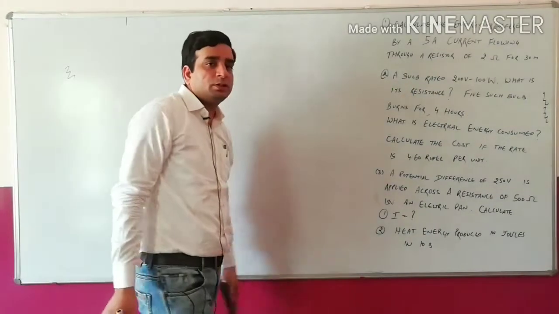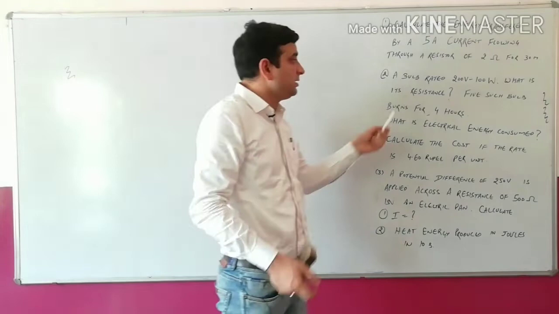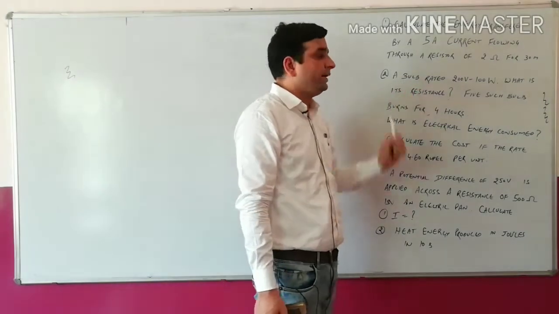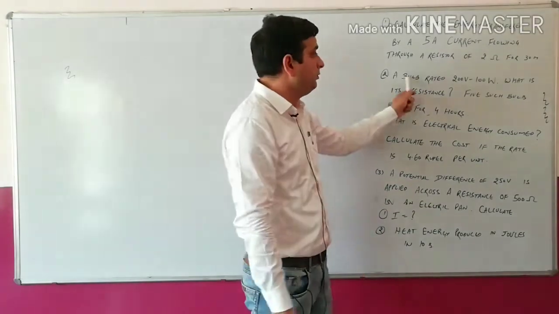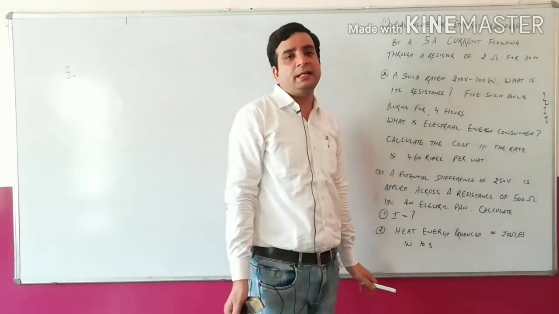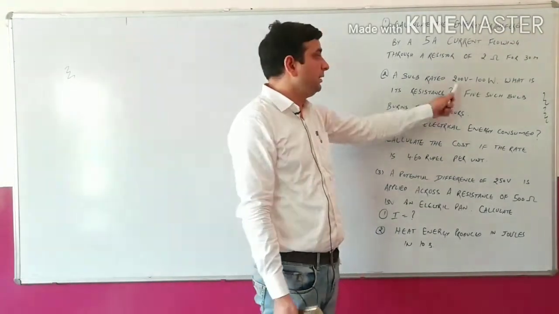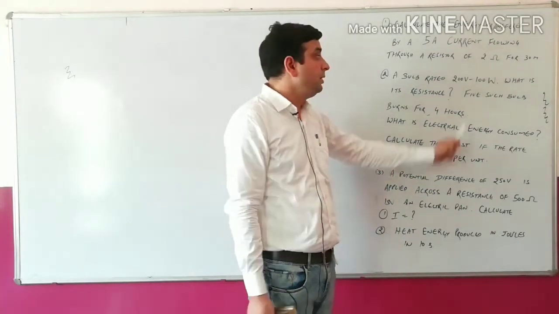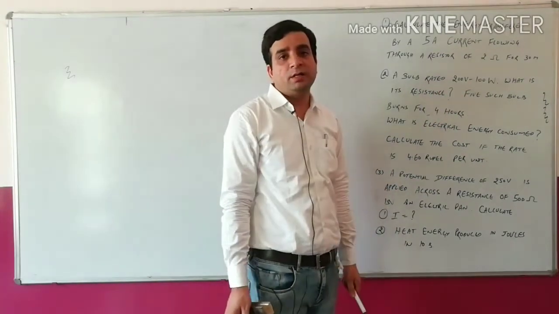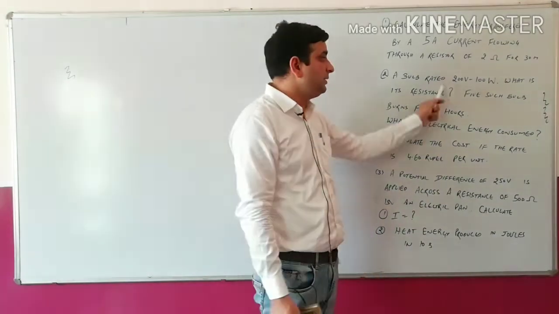Again we will follow the same pattern. But before that, first read the statement carefully. A bulb rated 200 volt 100 watt. In most numericals you will find something like this: we have an electric bulb, and what is its voltage rating or power rating? 200 volt, meaning how much potential difference it needs. And 100 watt is its power. What is its resistance? So first you have to calculate the resistance.